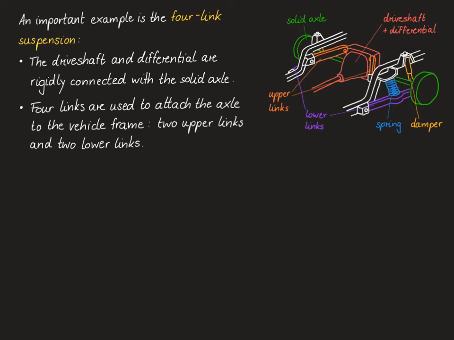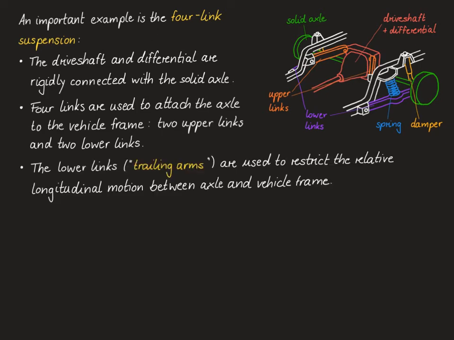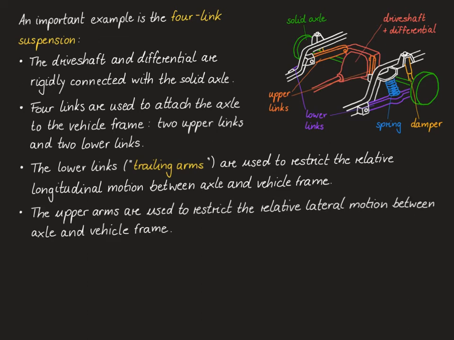By and large, one can say that the lower links are used to restrict the longitudinal motion of the solid axle, and the upper links are used to restrict the lateral motion of the solid axle. That's because the upper links are installed at a larger angle to the longitudinal axis of the vehicle compared with the lower links. Of course, that's not the entire truth, because also the upper links will absorb some of the longitudinal forces and the lower links will absorb some of the lateral forces.